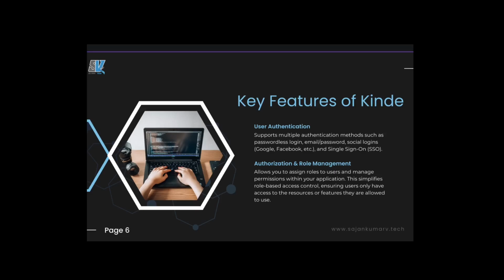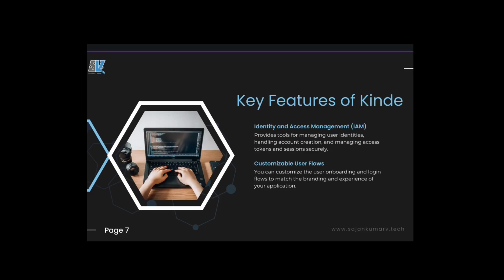Authorization and role management. Kinde allows you to assign roles to users, enabling easy role-based access control, abbreviated as RBAC. This ensures that users can only access the resources they are authorized to, simplifying permission management within your application. And identity and access management, which is IAM. With built-in tools for user identity management, Kinde securely handles user account creation, access tokens, and session management, giving you peace of mind when it comes to security.